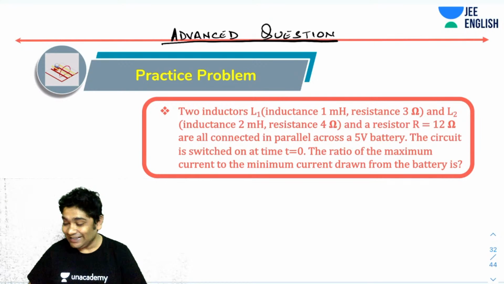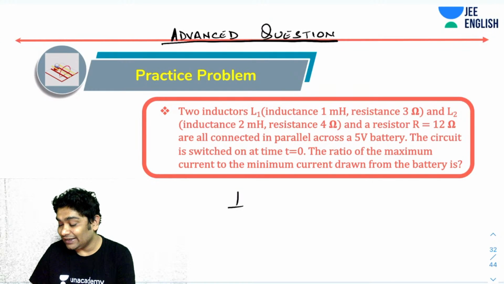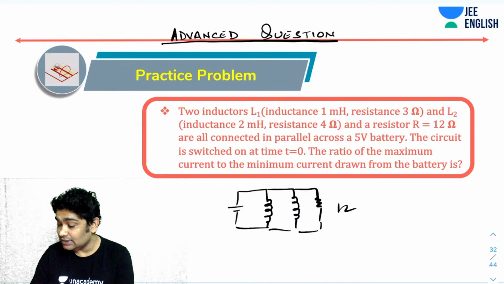So this is very easy. I will just tell you the hint and you can solve this later. You have this situation, and this situation, and then this. So this is 12. This has an internal resistance of 3, and this has an internal resistance of 4.